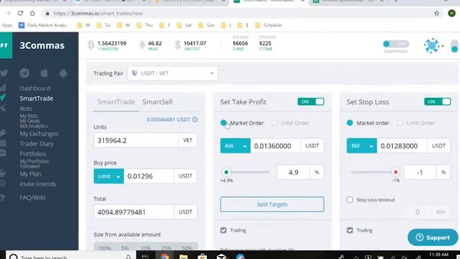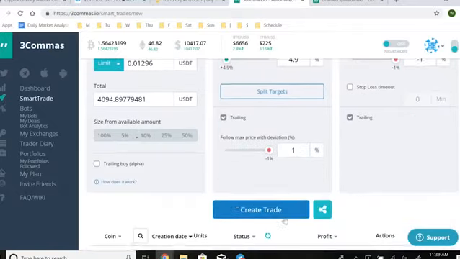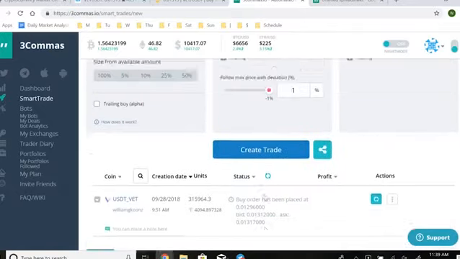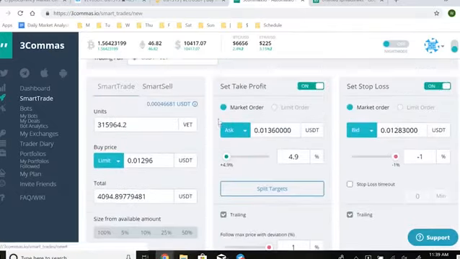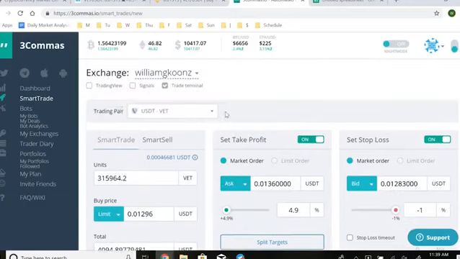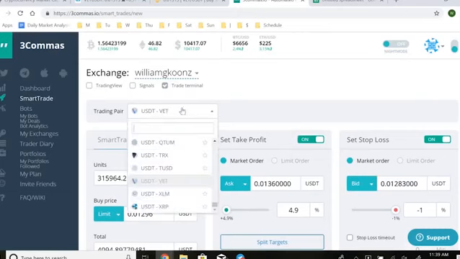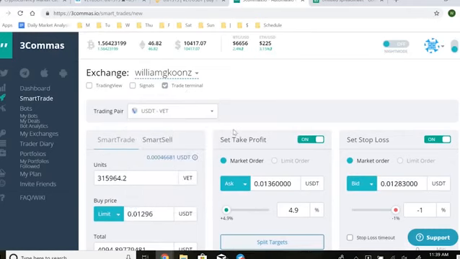So let's just run through quickly how to use this, how I used it to set my first trade with it. Of course, I'll make more videos going really in depth into 3Commas, but I wanted to include it in this video because I think it's an important part to being able to trade efficiently and effectively. So starting off, once you get here, you're going to first want to select the trading pair. So for me, I select USDT and VET because that's the pair I want to trade.